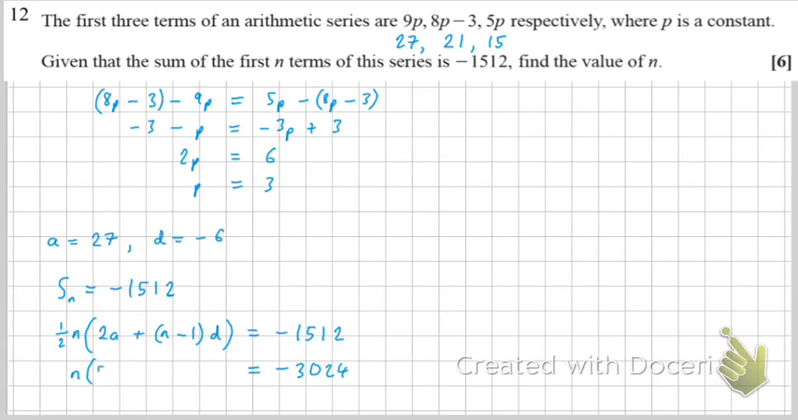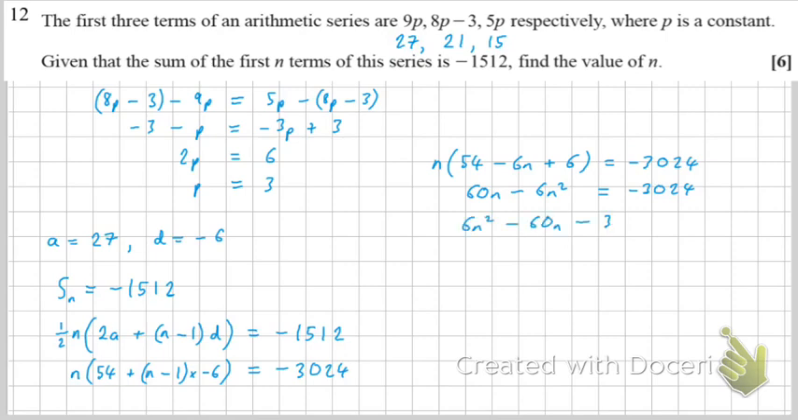So 2a is 54, plus n minus 1 times negative 6. And simplifying that bracket gives us this expression here. And then 54 plus 6 allows us to simplify that further, and I've actually multiplied the n through. You've just got a quadratic here. I've decided to make the 6n squared term positive by timesing by minus 1 and bringing it all onto the left-hand side. I can then divide by 6.